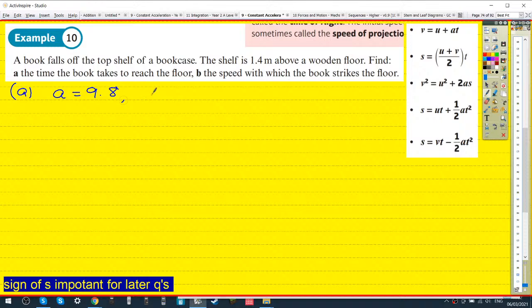S is 1.4. Let's think about this. The initial velocity is 0. And then we can work it out from there. SUA. Let's see. S. All right, we'll do the start ones. Okay, how about this?